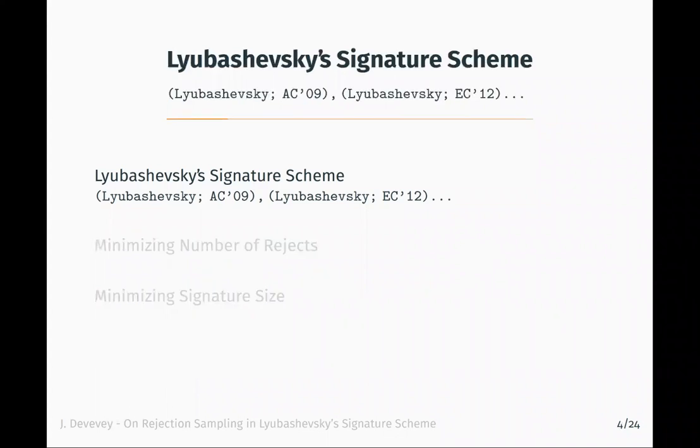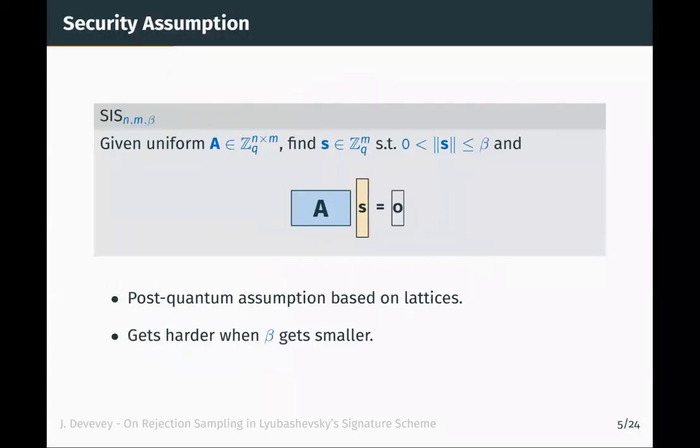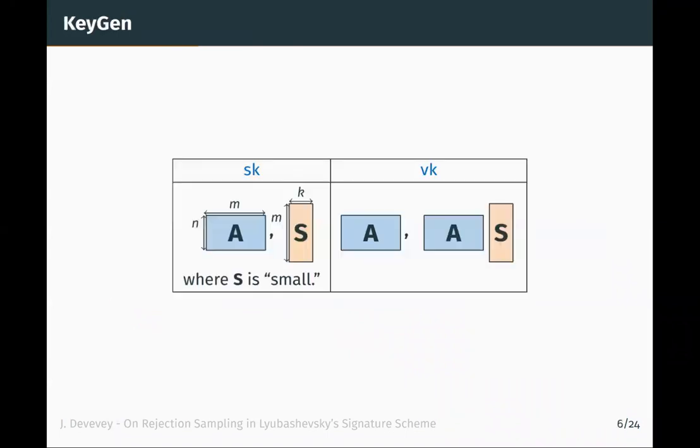Okay, so let's start with the signature scheme, which will be a bit more generic than you could have seen before. So the scheme is relying on the short integer solution problem. The most important thing here is basically that this problem relies on the shortness of some vector. And the smaller this vector is, the smaller the bound beta is, well, the harder the problem becomes, which will have some effect in the following of the talk.